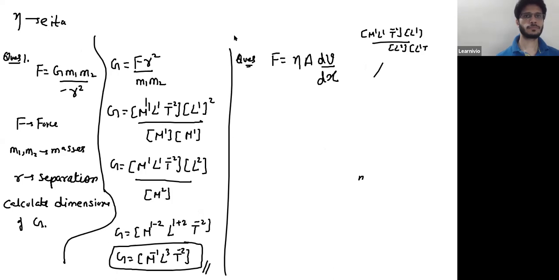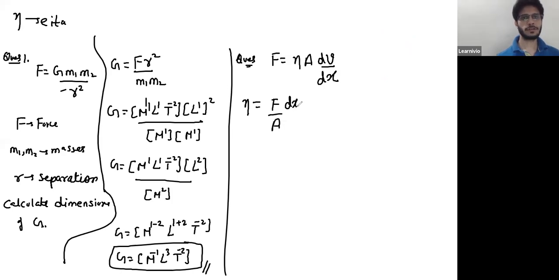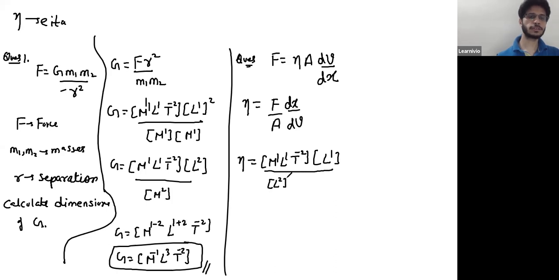So see, you can write eta as F over A, dx over dv. Yes, Janvi, it's correct. So it's M1, L minus 1, T minus 1. Force is M1, L1, T minus 2. Dx is length, which is L1. A is area, which is L square. Dv is velocity, which is L1, T minus 1.